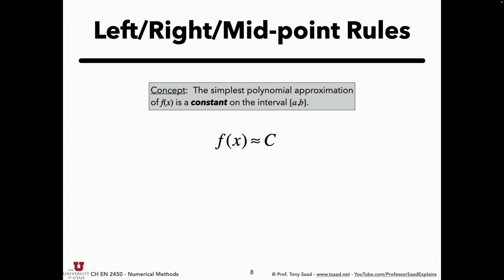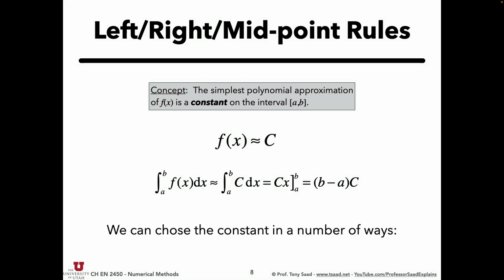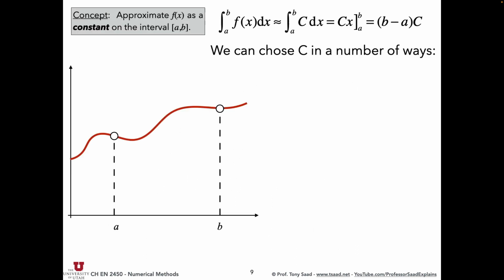Now, if f of x is approximately a constant, then the approximation of the integral of f of x between a and b, that constant pulls out, and you get b minus a times that constant. It's essentially the area of the rectangle under that curve. So we can choose that constant in a number of ways. I will show you 3 ways to choose that constant.